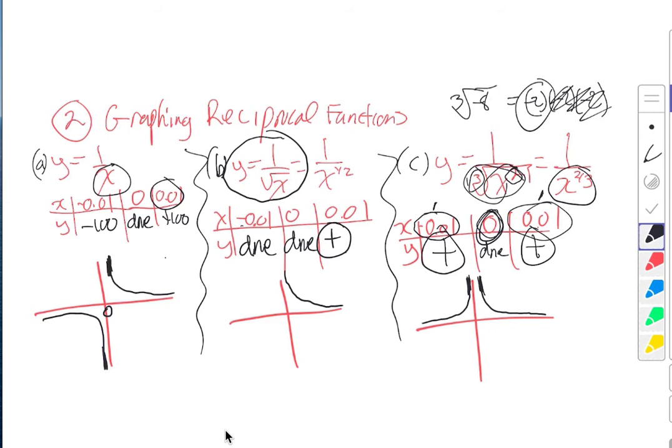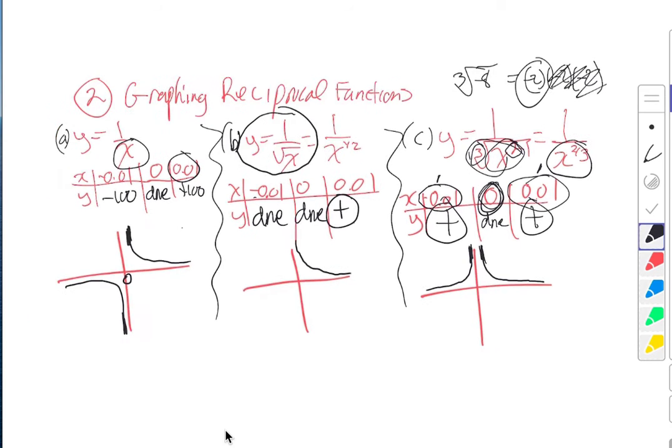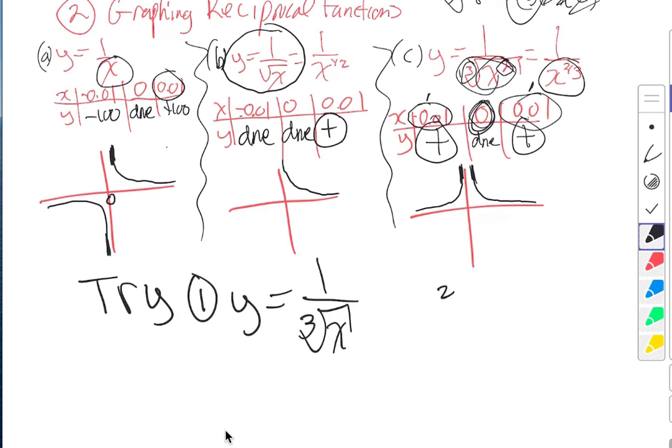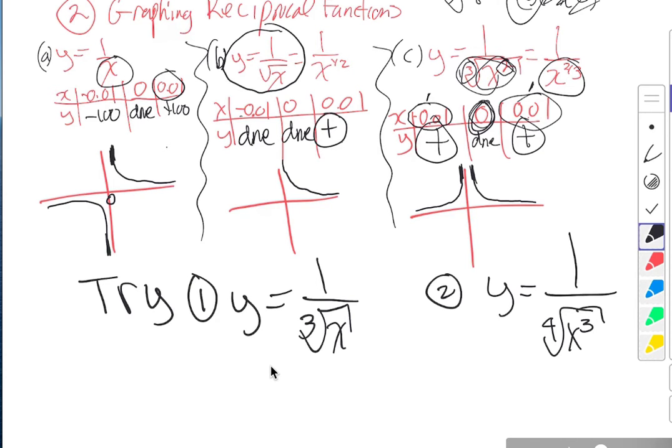So that's all the prior knowledge. Well, you know what you could do? I think as a good thing to do, you could try this. So try sketching this. Try sketching y equals 1 over the cube root of x. We'll do that as number 1. And then number 2, why don't you try sketching y equals 1 over the 4th root of x cubed. Okay, the 4th root of x cubed. So what you should do right now is pause it and then try to do those graphs.